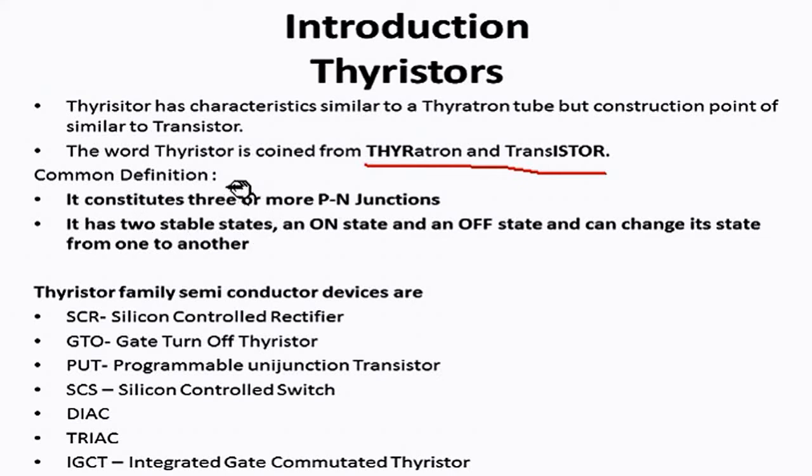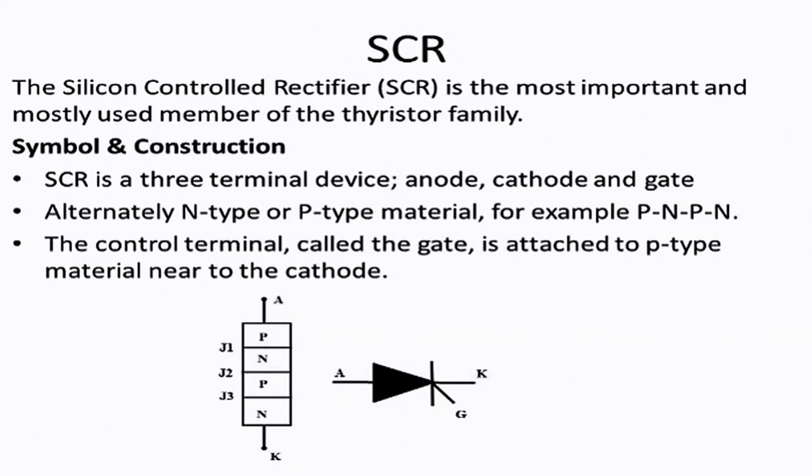So common definition for thyristor is it constitutes 3 or more number of PN junctions, and it has 2 stable states, one on state and off state, and it can change its states from one state to another. So thyristor family consists of n number of devices, for example SCR, GTO, PUT, IGCT, triac, diac, etc. So silicon controlled rectifier is the most important and mostly used member of thyristor family.